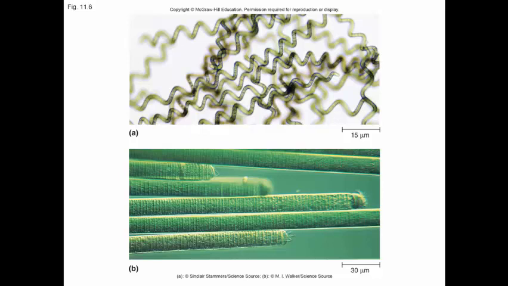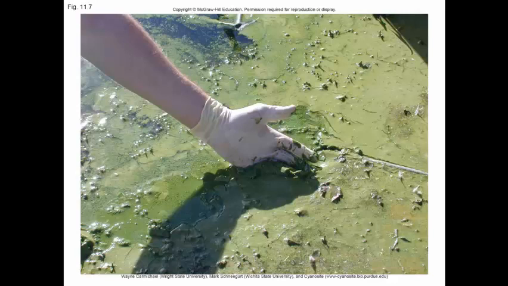Now, aerobic chemolithotrophs. What are we talking about here? Ugh, that's a yucky looking stuff. But that's when you have excessive growth of cyanobacteria. Okay?